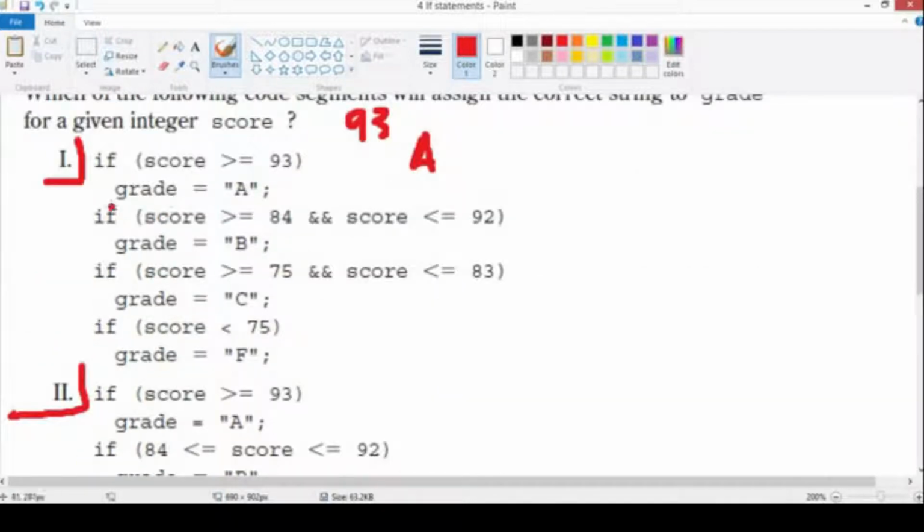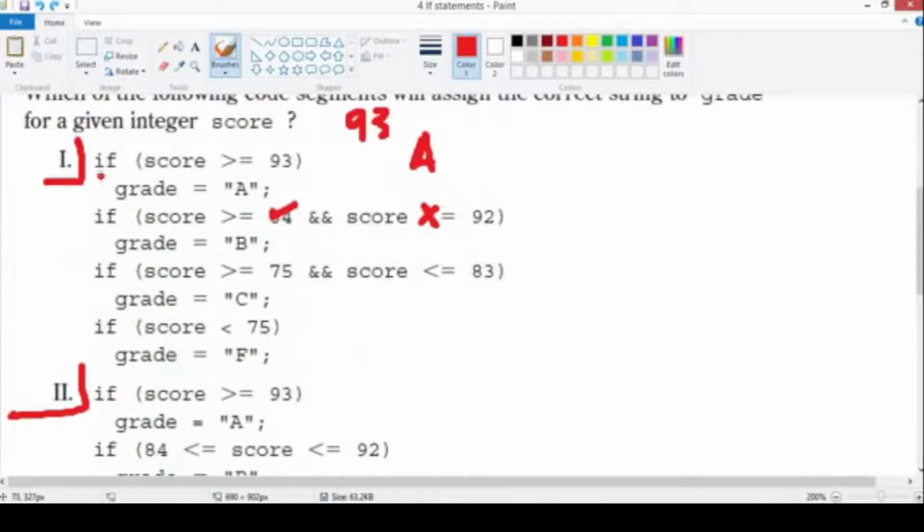We go through the rest of it. There are no else's here, so we're going to go through every single if statement, and this 93 better remain an A, otherwise it will be incorrect. If score is greater than or equal to 84, it is. And score is less than or equal to 92, it isn't. That doesn't check off, so we don't do that part.